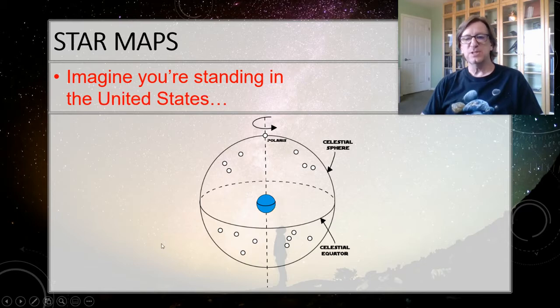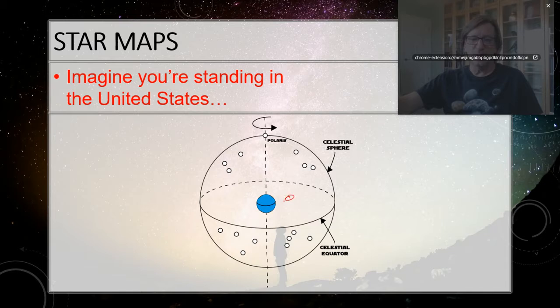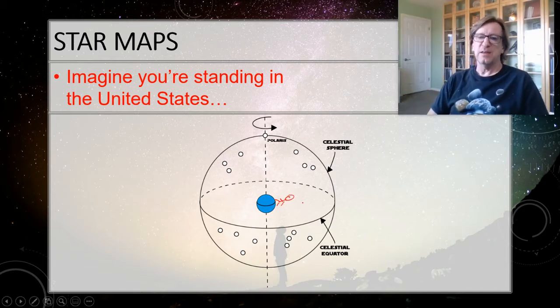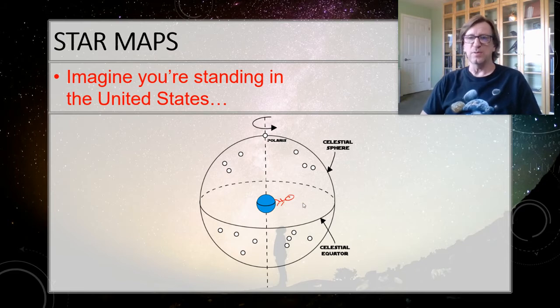All right, now let's suppose you're standing in the United States. Now, most of the United States is going to be at about 45 degrees latitude, something like that. Here in Phoenix, we're at 33 and a half north latitude, but let's assume it's about 45. So now where is Polaris going to be in your sky? Pause the video and think about this one.